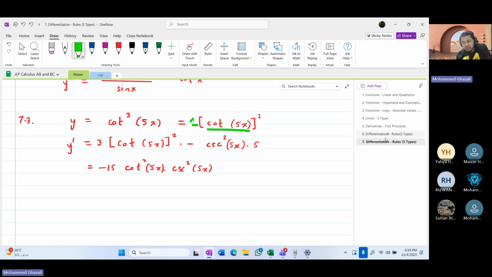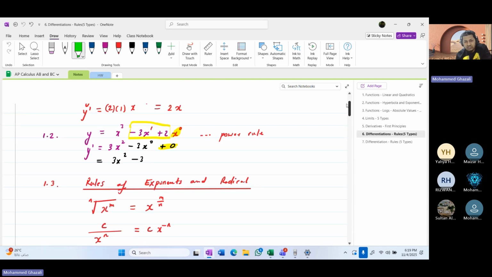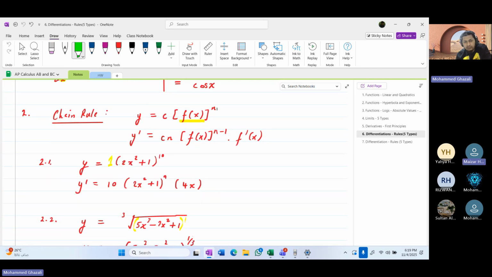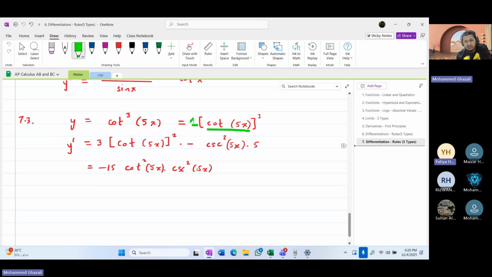If you go to your rules and remember the chain rule, what was the chain rule? There's your chain rule here. Can you see my screen? It's c times n, f of x to the power n minus 1, times the derivative of the inside. So you find the derivative of the inside and then you multiply by the derivative of 5x. So you apply chain rule here. Chain rule and trig rule. Are we good, guys? Yes. Right.